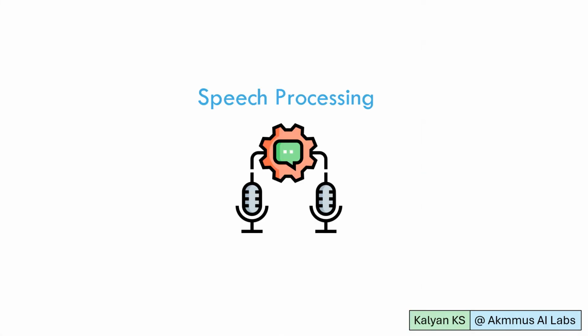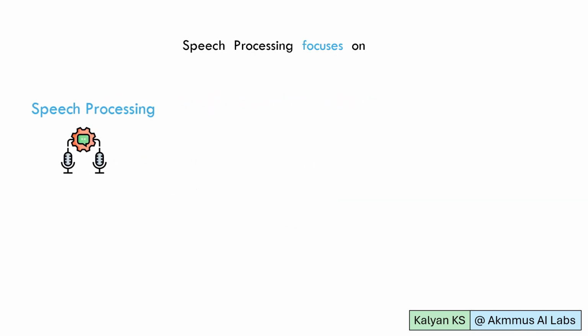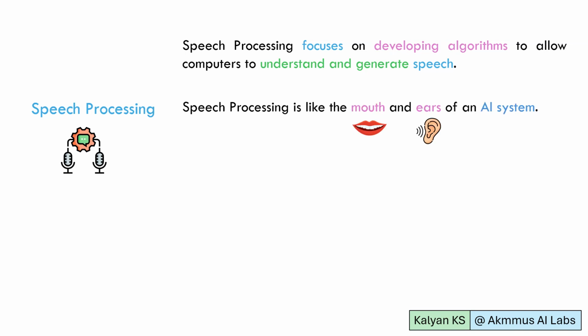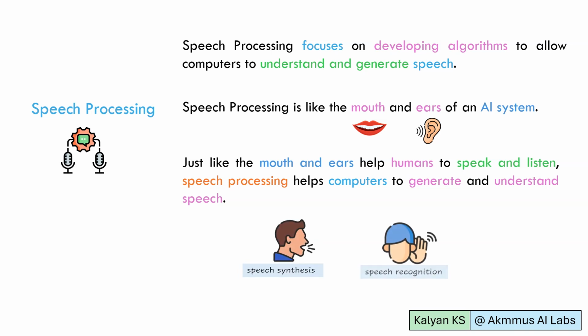Now, let us see speech processing. Speech processing focuses on developing algorithms to allow computers to understand and generate speech. In simple words, speech processing is like the mouth and ears of an AI system. Just like the mouth and ears help humans to speak and listen, speech processing helps computers to generate and understand speech. Generating speech, that is, text-to-speech conversion, is technically referred to as speech synthesis. Understanding speech, that is, speech-to-text conversion, is technically referred to as speech recognition.